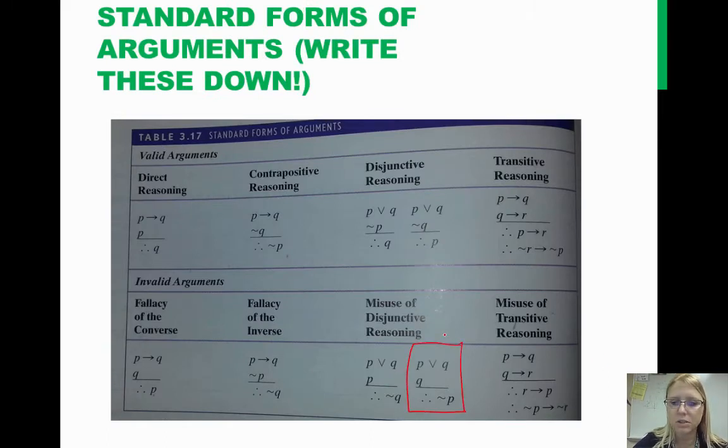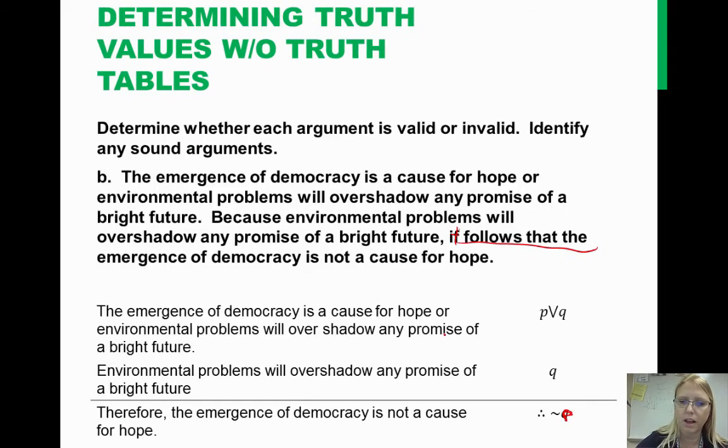So that is misuse of disjunctive reasoning. So it is an invalid argument based on that. So that's what we would write down in our answers. Misuse of disjunctive reasoning.